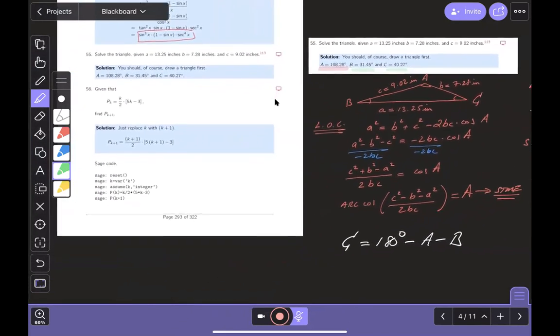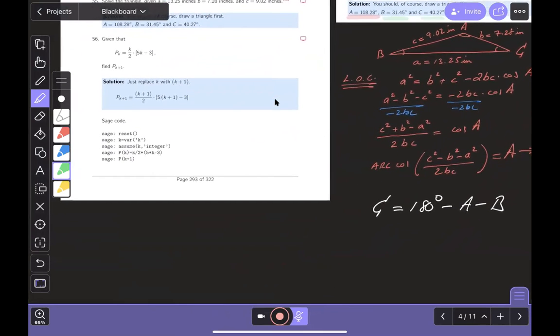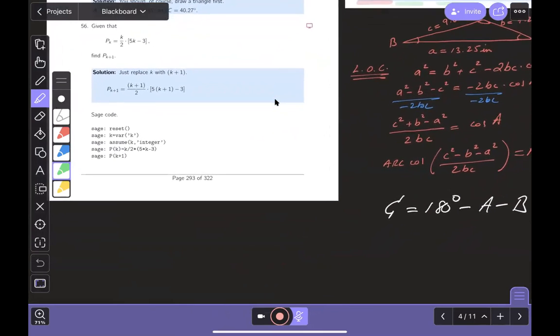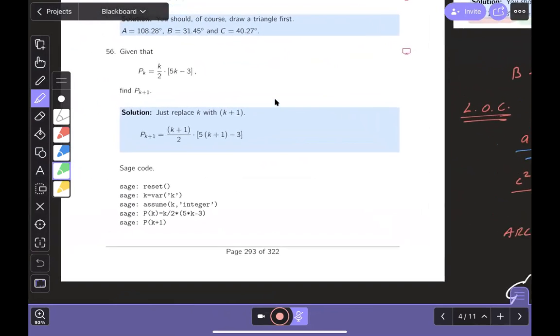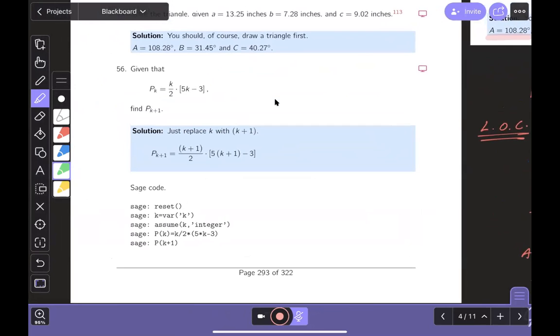All right. So I'm going to go to number 56. And 56 says, given, and let me blow this up a little bit. It says given, P sub K is this, put down P sub K plus 1. Well, it couldn't be easier. So P, oops, sorry about that.